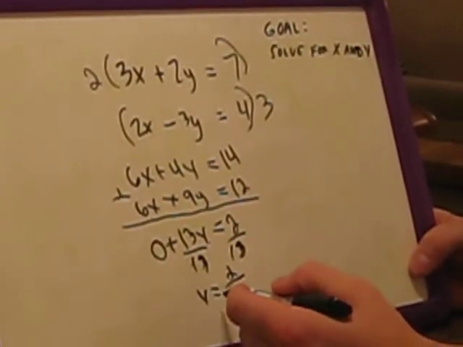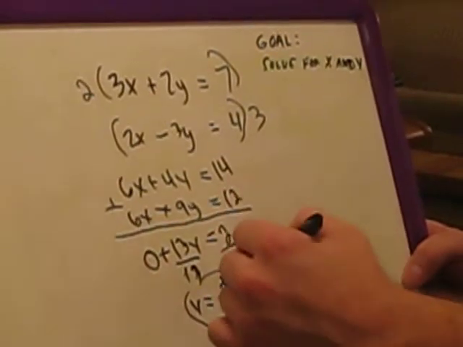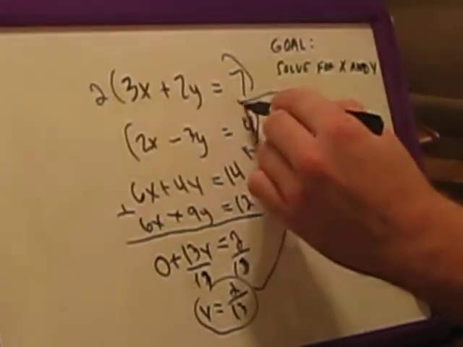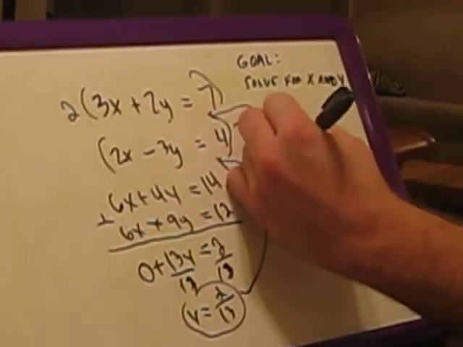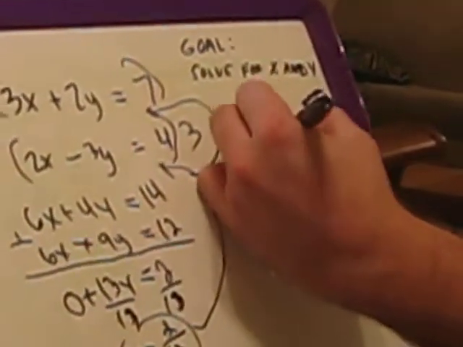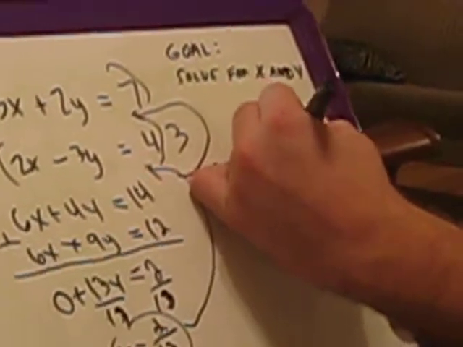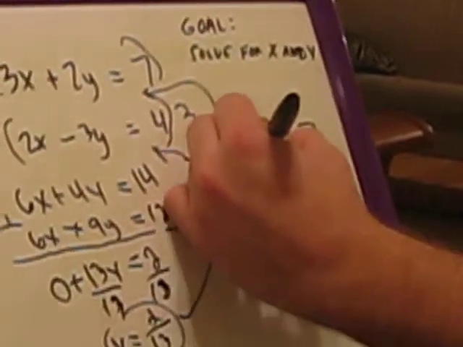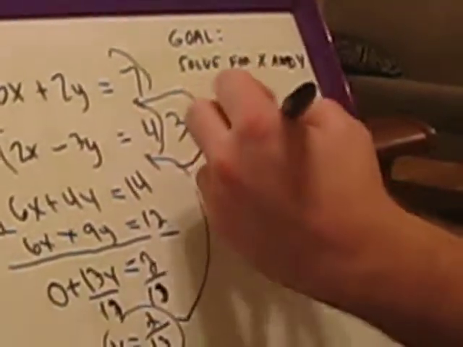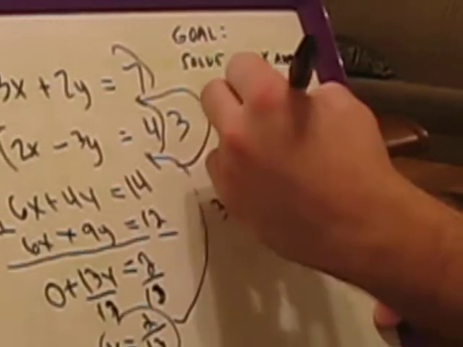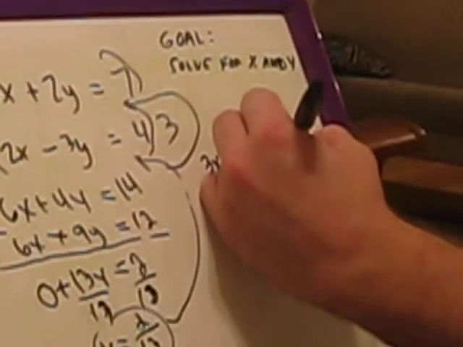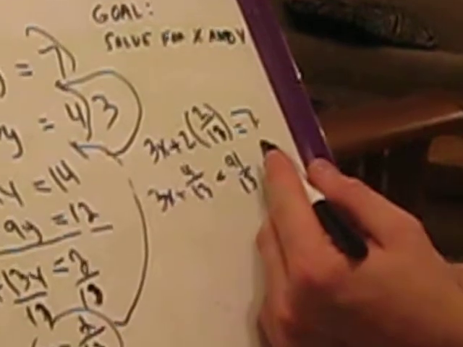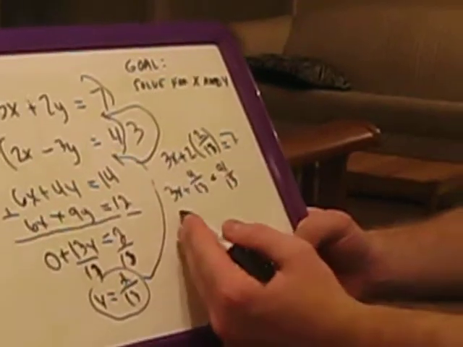So now we have our variable y. We can plug this value into either of these equations. I'll choose the top one. So we do 3x plus 2 times 2/13 equals 7, so we get 3x plus 4/13 equals 91/13. I changed the 7 into 13ths, and 91/13 is the same as 7. And I'll change my variable 3x into 13ths too.